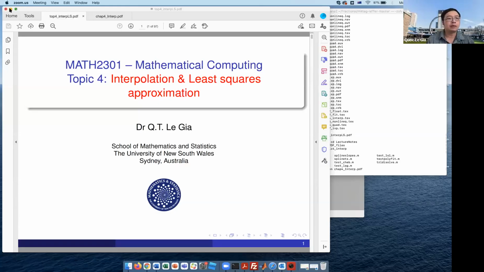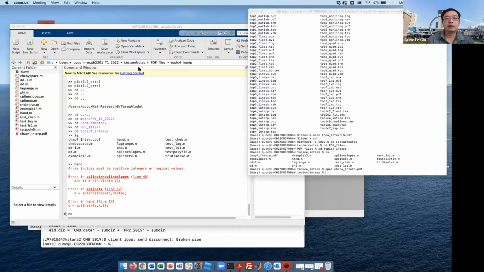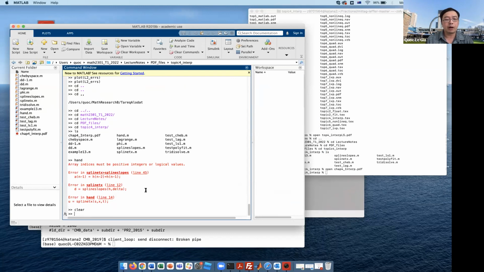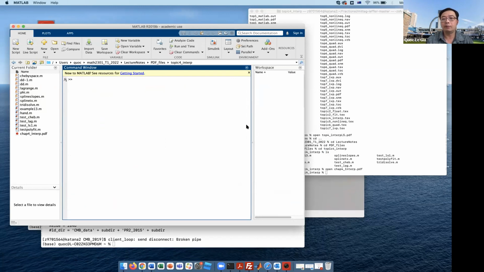Suppose you can see my screen now. And suppose I run the program. I think this one is available in Moodle as well. So suppose I run a simple MATLAB program.